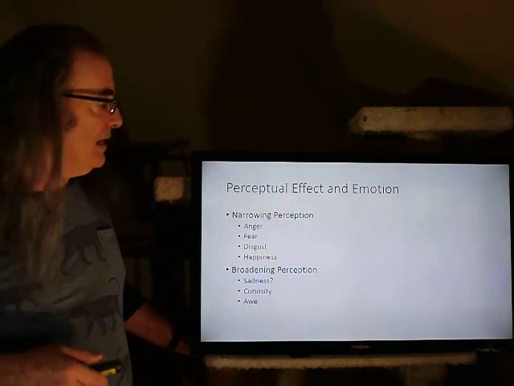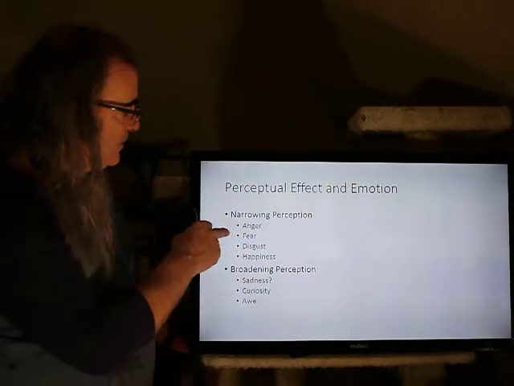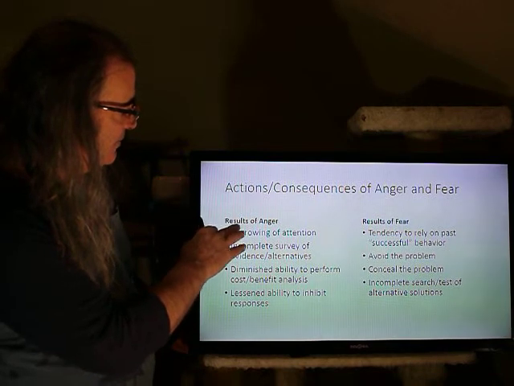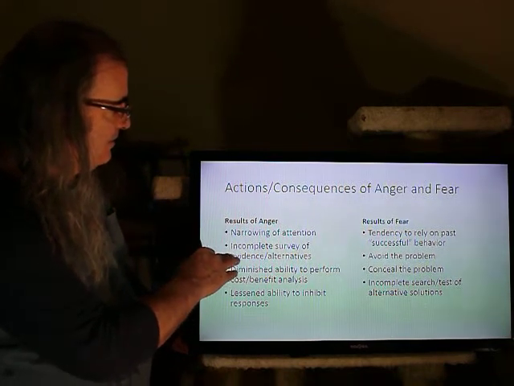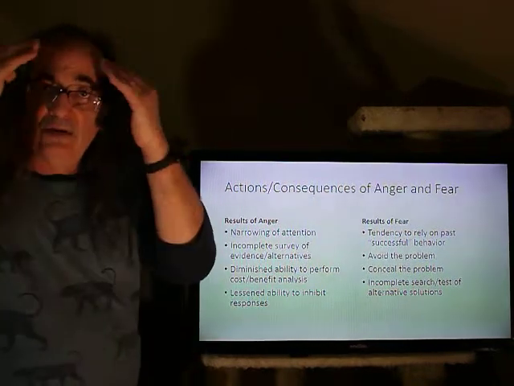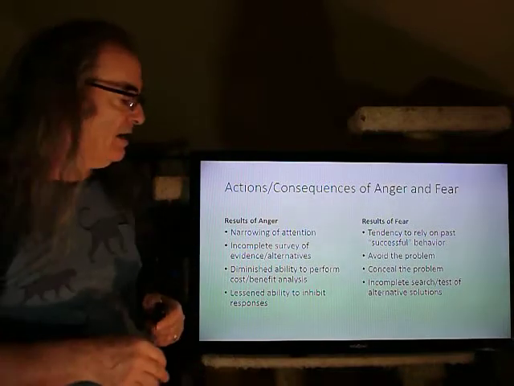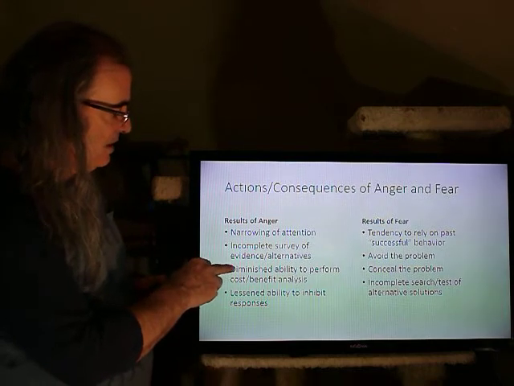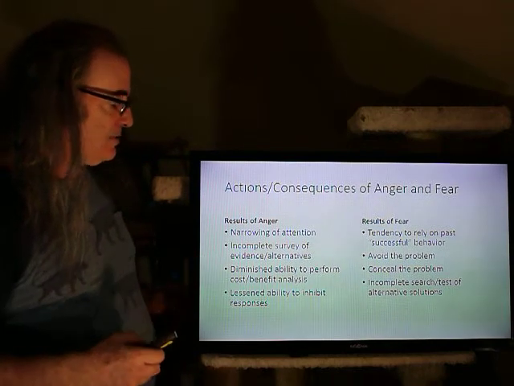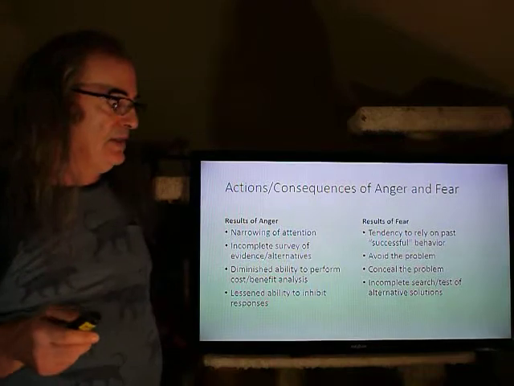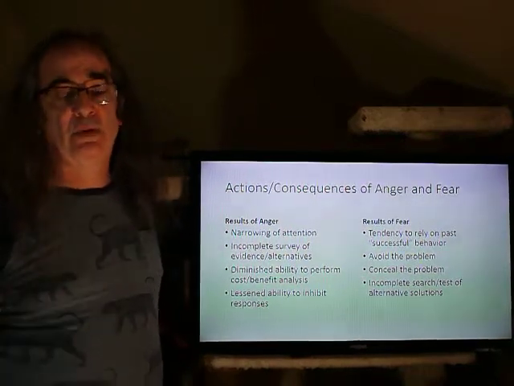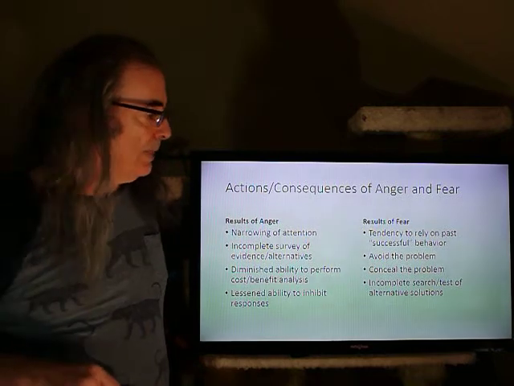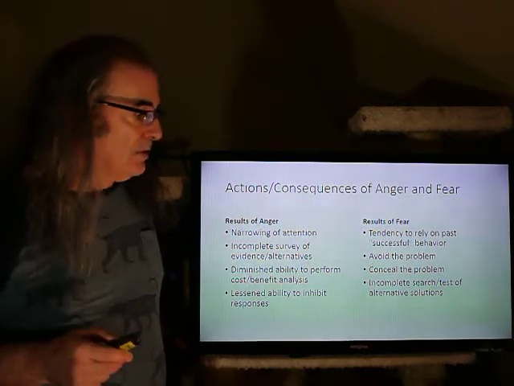Actions, consequences of anger and fear then. Well, narrowing perception, narrowing of attention for anger, an incomplete survey of evidence or alternatives. So as we get angry, the prefrontal cortex starts to shut down and we're not able to do adequate cost-benefit analysis. Diminished ability to perform cost-benefit analysis, right, and lessened ability to inhibit responses to the point where we get so angry we explode and we're no longer in control. Right?